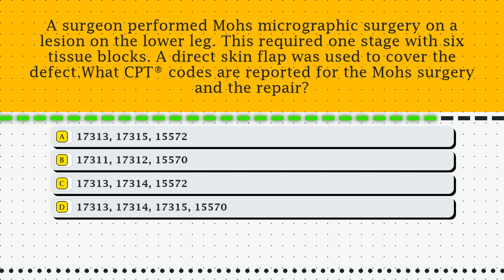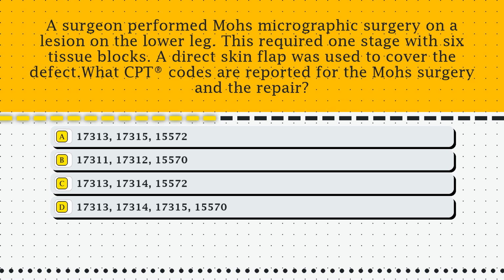This required one stage with 6 tissue blocks. A direct skin flap was used to cover the defect. What CPT codes are reported for the Mohs surgery and the repair? Option A, 17313, 17315, 15572.